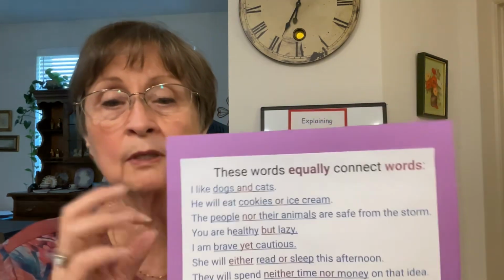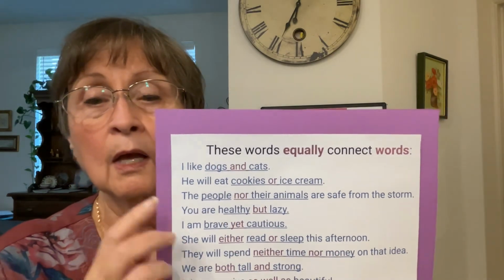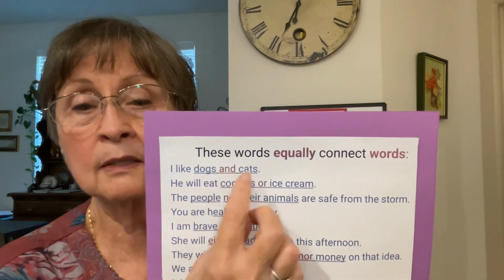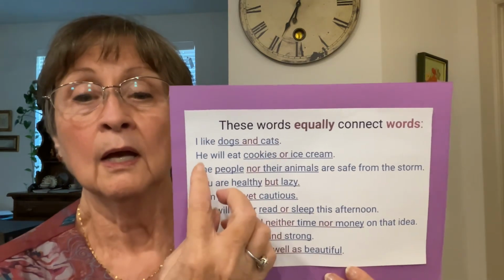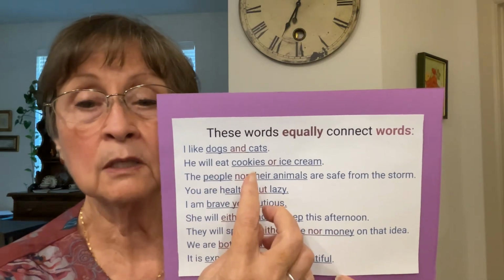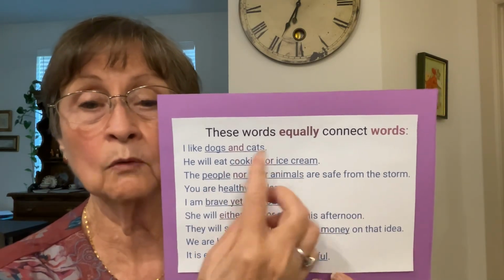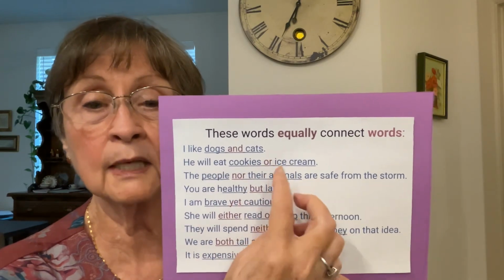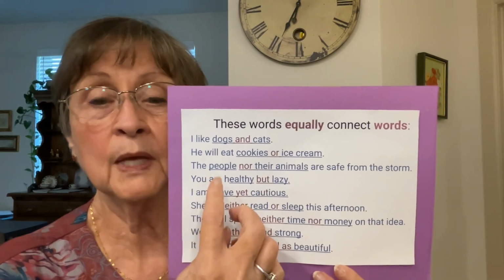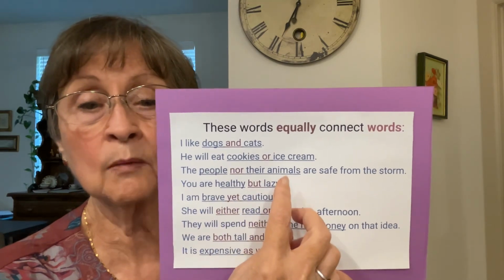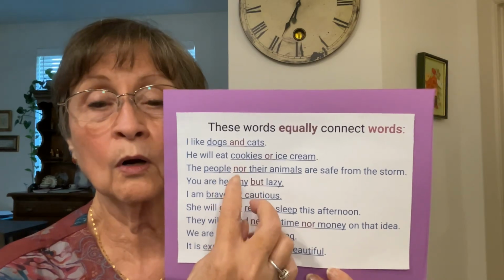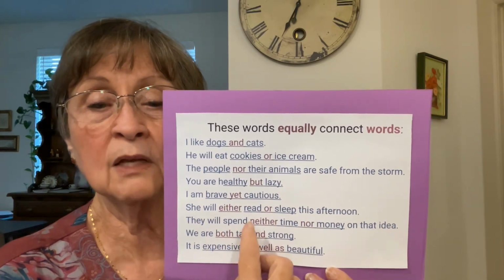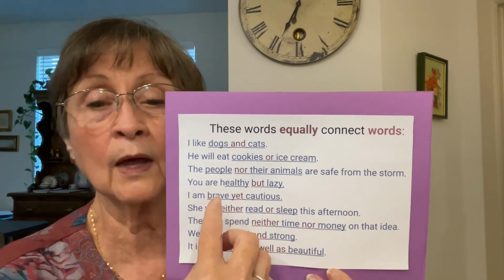How do we use them? We can use them to connect two words. I like dogs and cats. They're equal in the sentence. I like dogs, I like cats. He will eat cookies. He will eat ice cream. We don't know which one, but they're connected equally by or. Neither the people nor their animals are safe from the storm. Nor is usually used with neither nor, but you could use it without it.